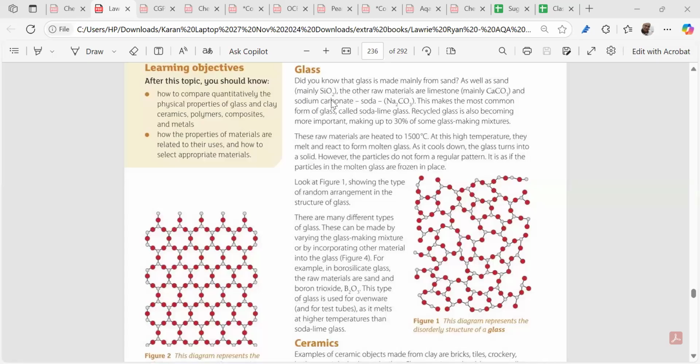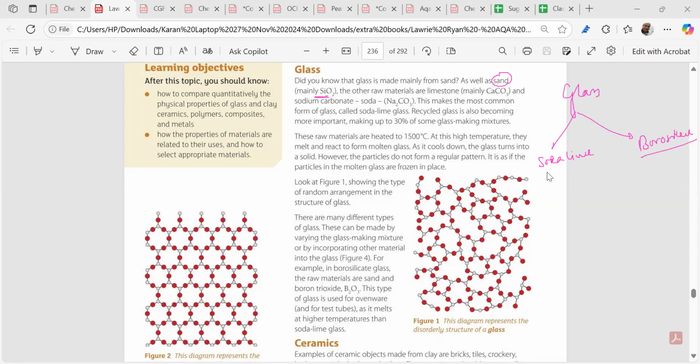Glass is mainly made up of silica, right? SiO2. From where do you get the SiO2? From the sand, right? Now, glass can be of two types: soda lime glass and borosilicate glass. You can write down borosilicate glass.